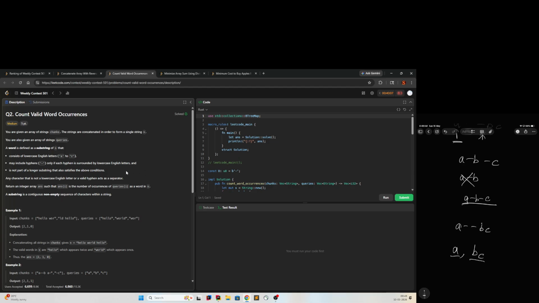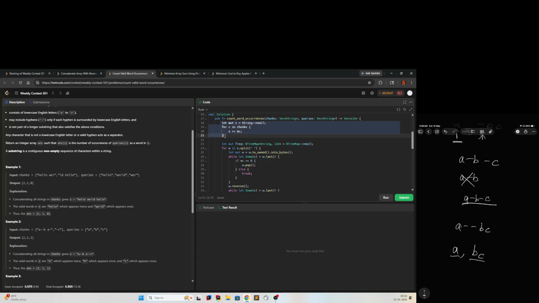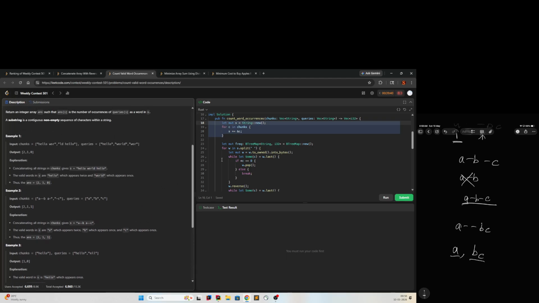And then we are given queries. For each query we have to tell how many times that word appears in the string S. So first of all, as I said, we don't need to care about these as chunks, we can just append them. So I just created a string, because the length constraints won't change, the space taken will be almost the same.